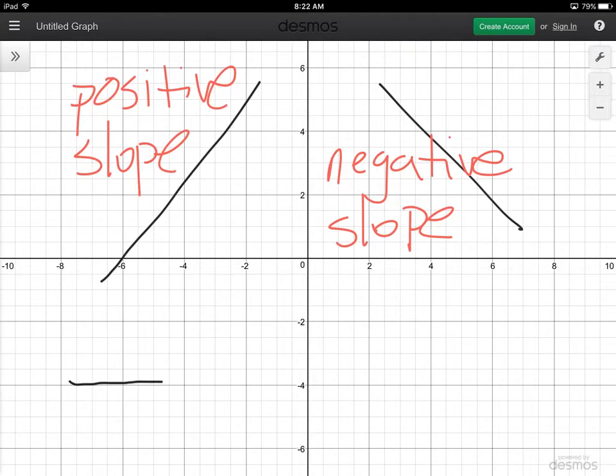Okay, the suspense is killing me. It's either going to look like this, or like this. One of these is a 0 slope and one of them is an undefined slope.